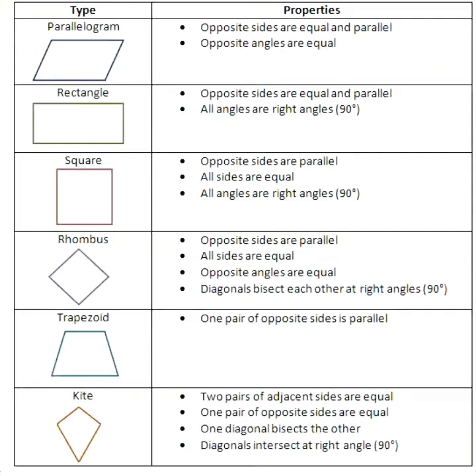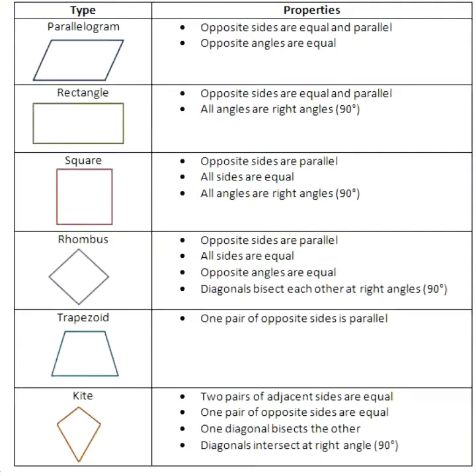The first quadrilateral we see here is the parallelogram. What are its properties? For parallelogram, opposite sides are equal and parallel. Opposite angles are equal. For rectangle, opposite sides are equal and parallel. All angles are right angles, that is 90 degrees.